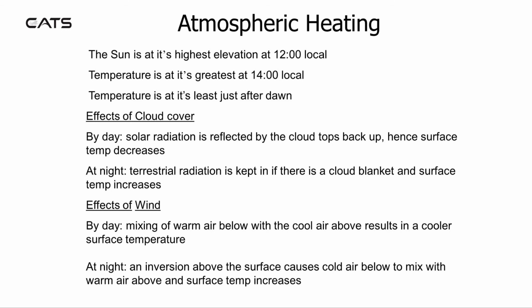The effects of cloud cover. By day, solar radiation is reflected by the cloud tops back up, hence the surface temperature decreases. At night, terrestrial radiation is kept in if there is a cloud blanket and surface temperature increases. The effects of wind. By day, mixing of warm air below with the cool air above results in a cooler surface temperature. At night, an inversion above the surface causes cold air below to mix with warm air above, and the surface temperature increases.